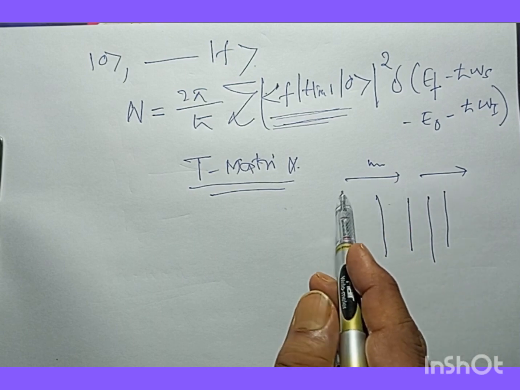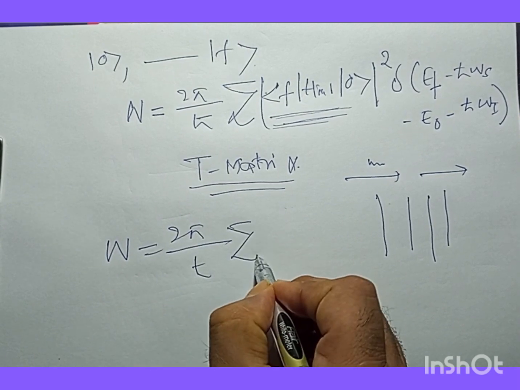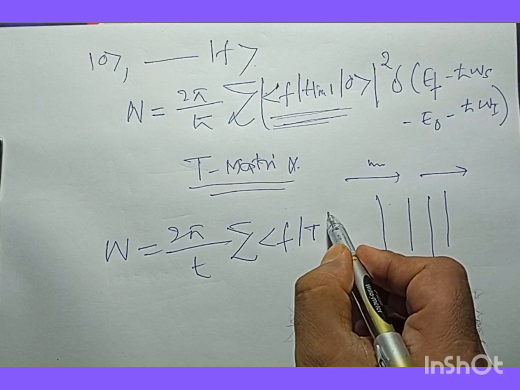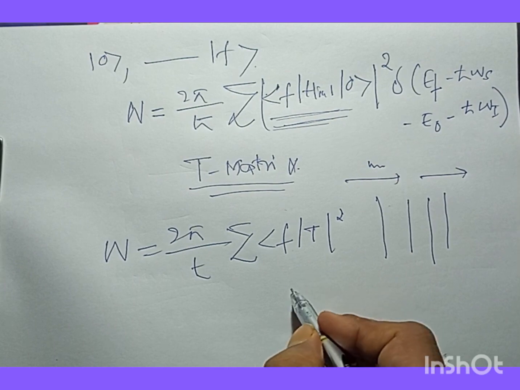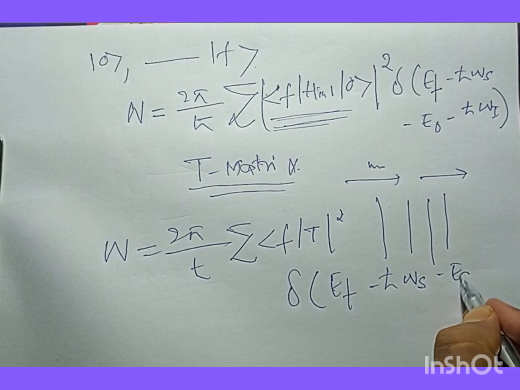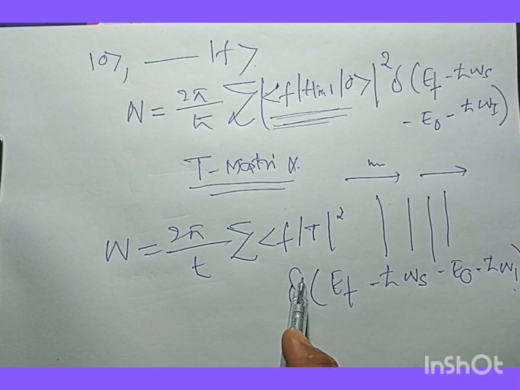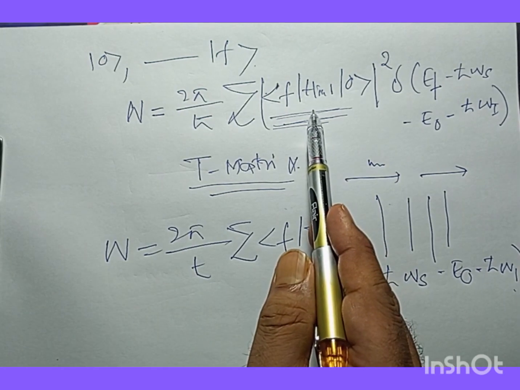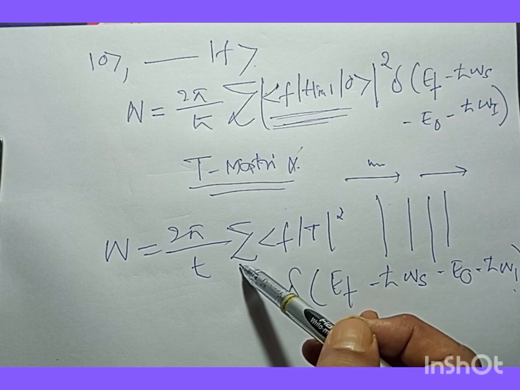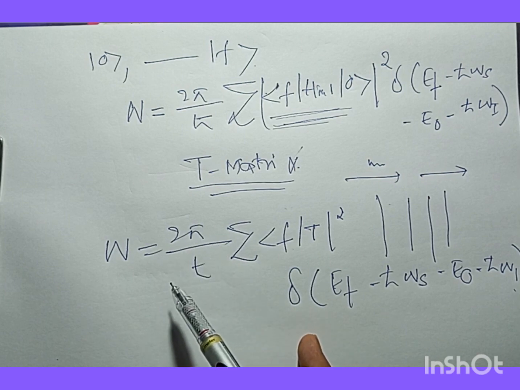Proceeding from here, we write this transition probability as 2π/ħ Σ |T|², where T is the transition matrix, times the delta function δ(E_f − ħω_s − E_0 − ħω_i). Here the matrix element in terms of the interaction Hamiltonian is labeled as the T matrix, and the light scattering efficiency can now be calculated using this T matrix.